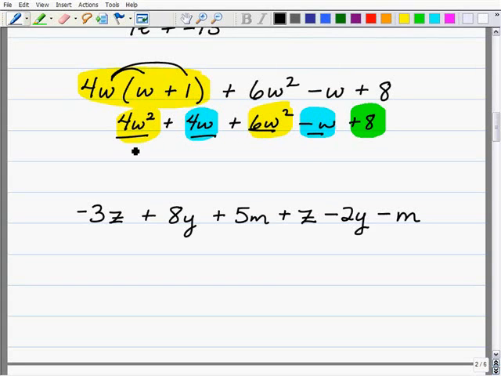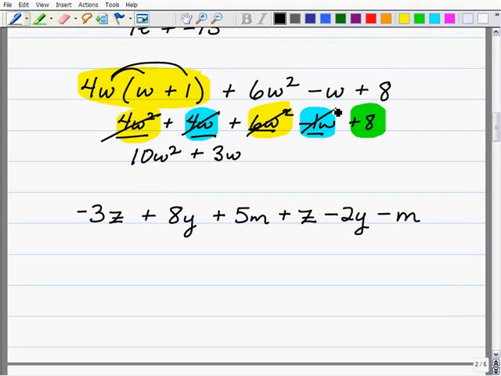Now, what you want to do here, this is something I'll talk about in later videos, but we'll bring it up now. I'm going to write the term with the highest power first. You want to get in the habit of doing that. So I'm going to write the w squared terms first. So 4w squared plus 6w squared is going to be 10w squared. Plus 4w plus a negative 1w.